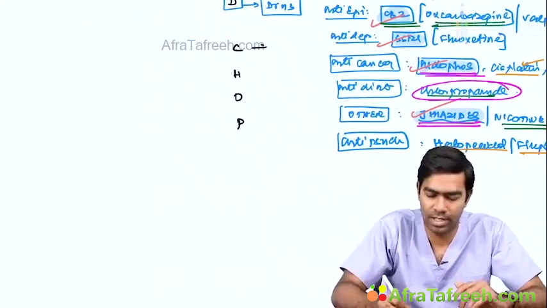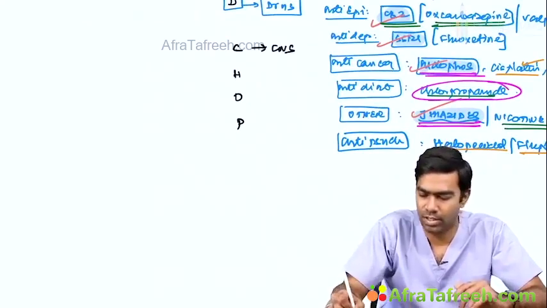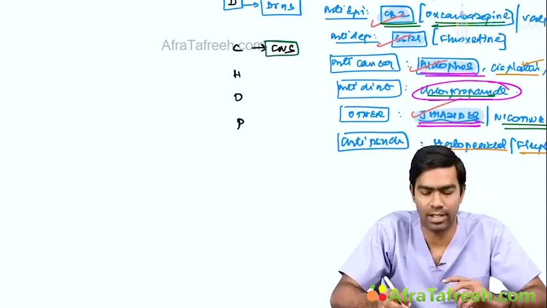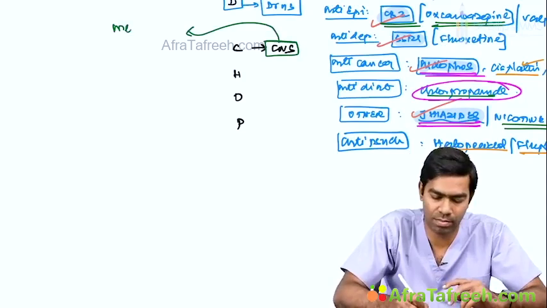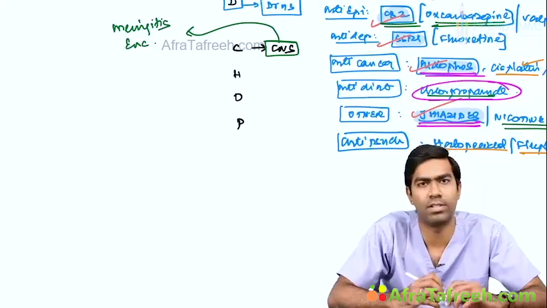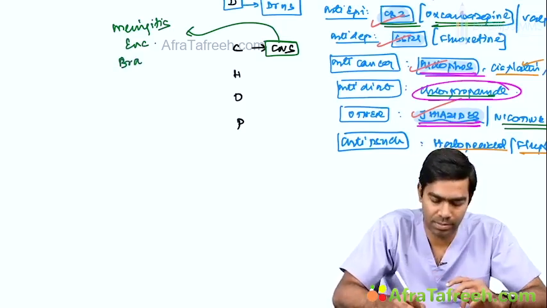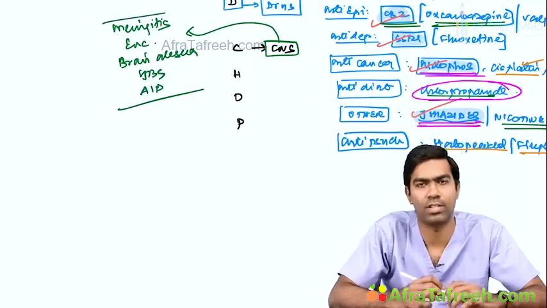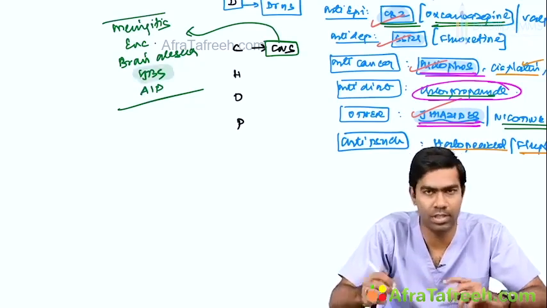And here C stands for CNS disease. What are the CNS diseases that can produce SIADH? A lot, right from meningitis to encephalitis or meningoencephalitis, brain abscess, Guillain-Barré syndrome, acute intermittent porphyria. All these are important CNS causes. In this, the most important is GBS. Second most important is acute intermittent porphyria.